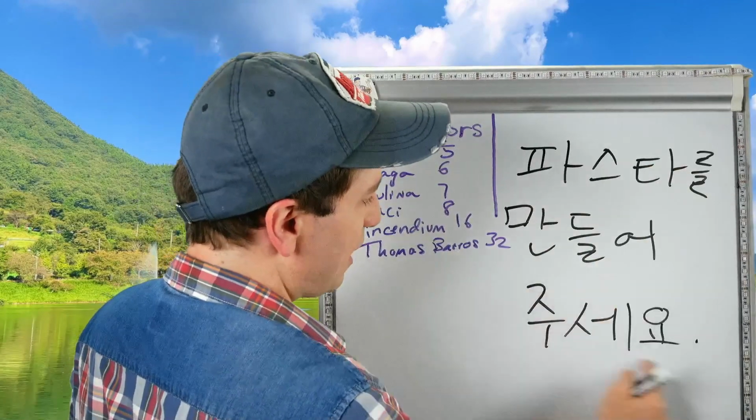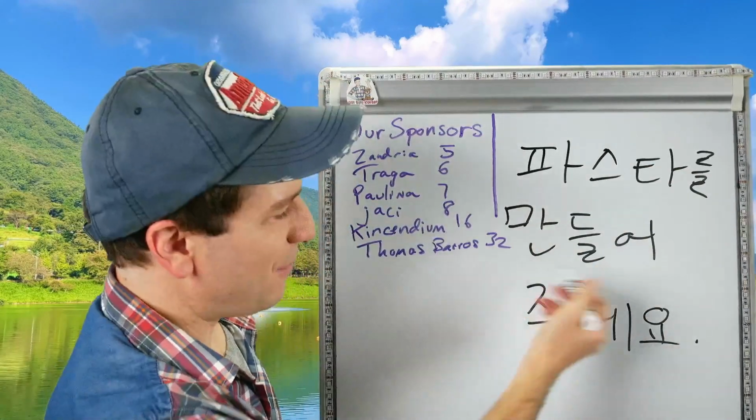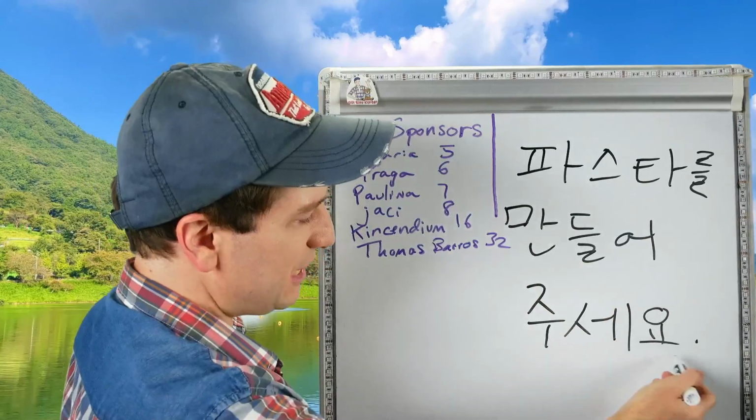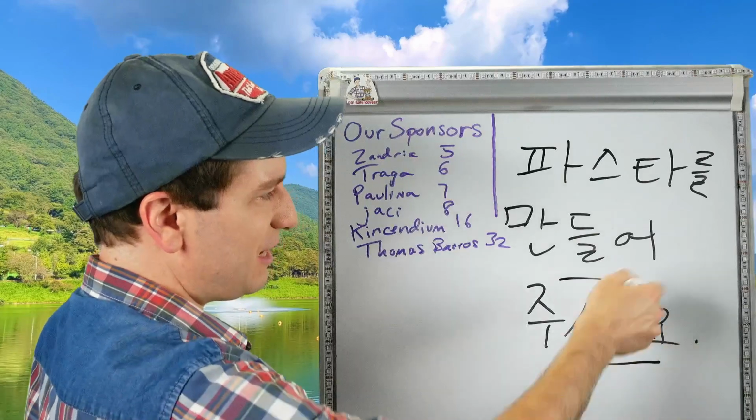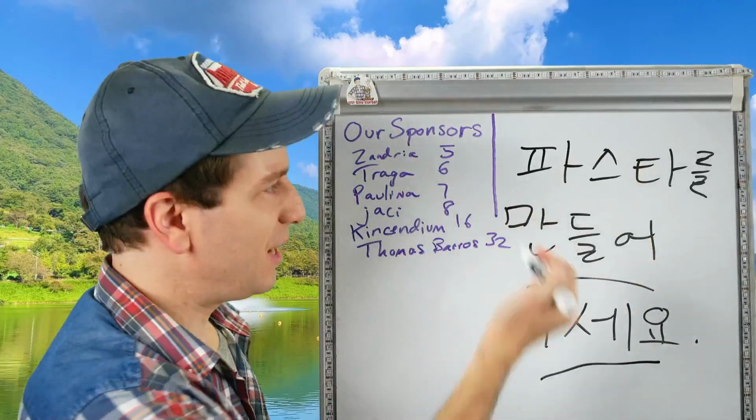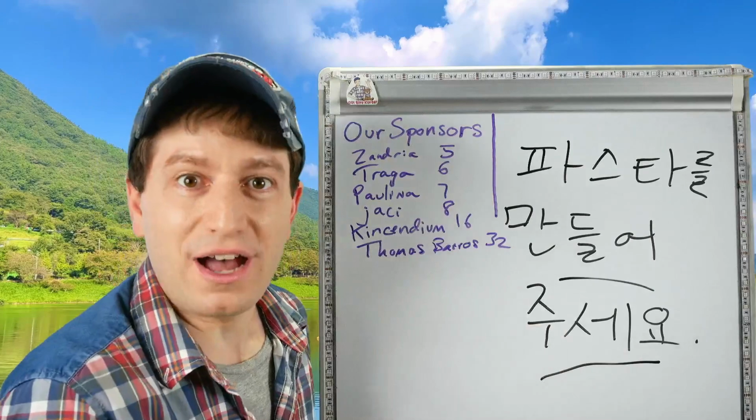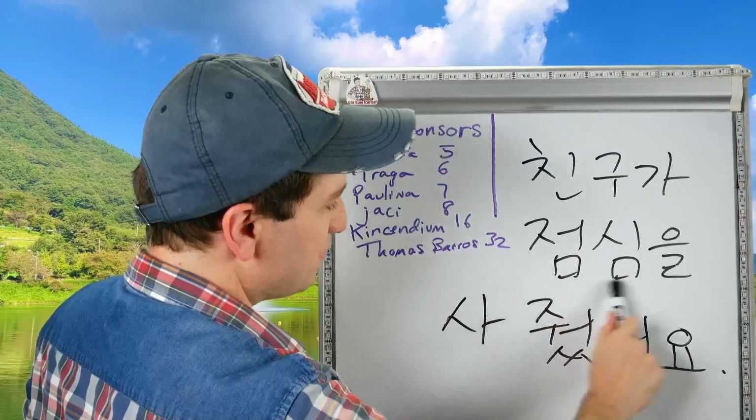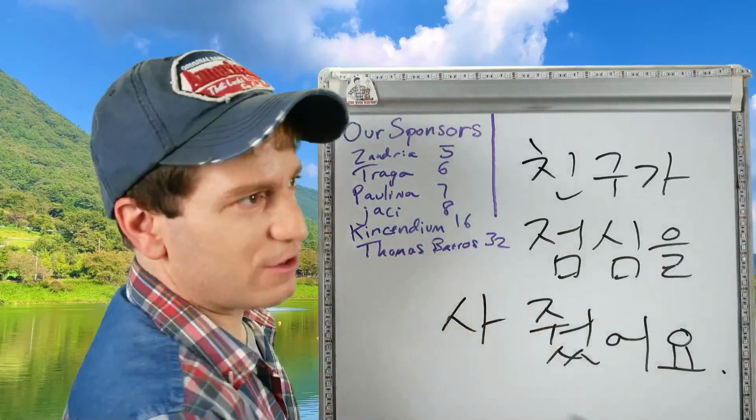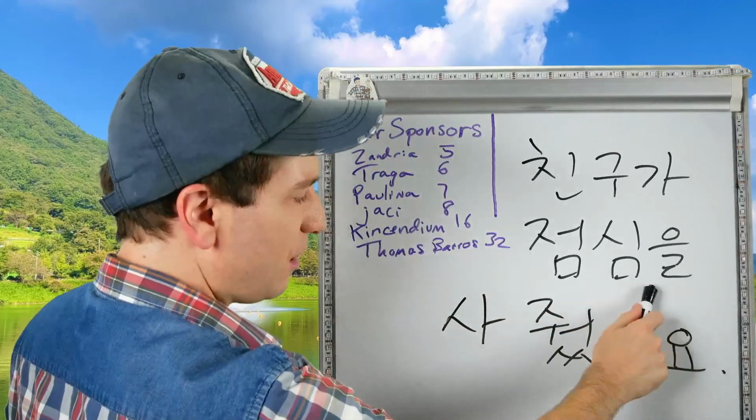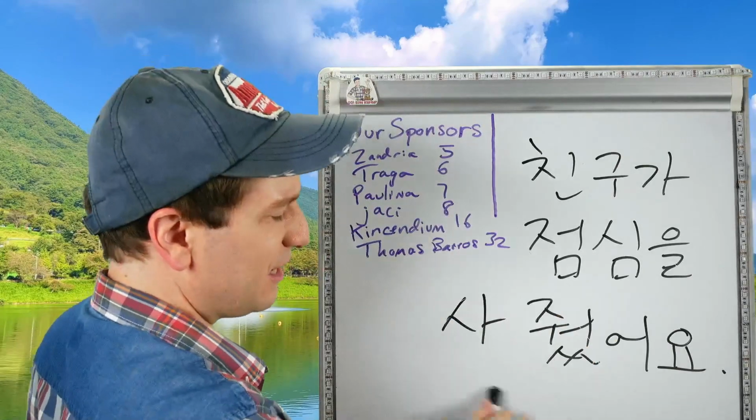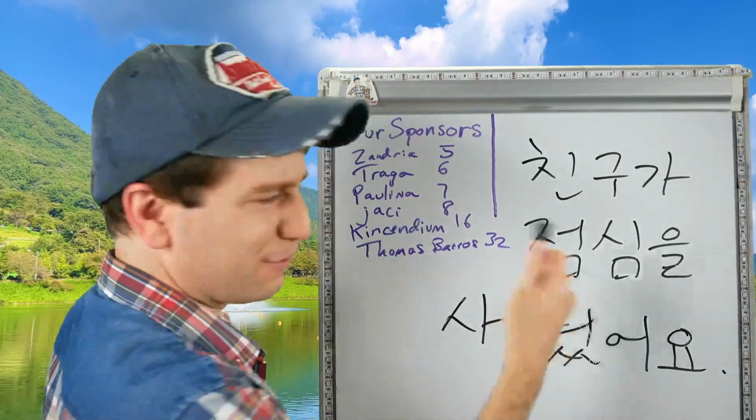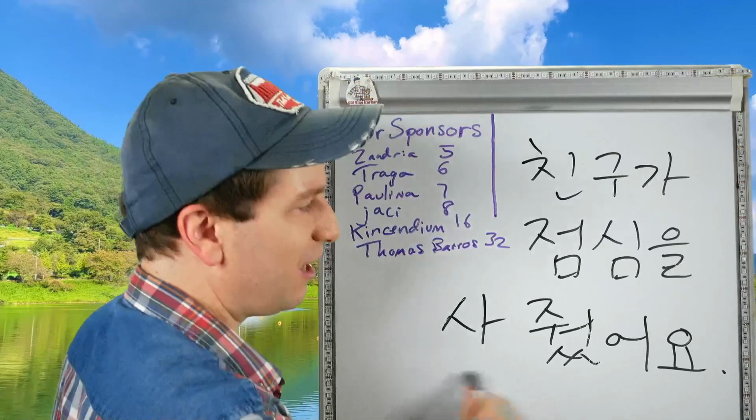파스타를 만들어 주세요. Pasta, 만들다, to make, 주세요. So please make me pasta, as in please give me the making of pasta. 파스타를 만들어 주세요. Please make me pasta. 친구가 점심을 사줬어요. 친구, my friend, or just a friend. 점심, lunch. 사다, to buy. In this case, 사주다. So my friend gave someone the buying of lunch, literally, or my friend bought lunch for someone.